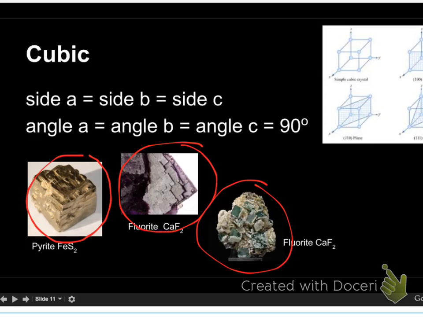I'd have to look it up. It's either cubic or maybe it's monoclinic. We'll look it up. So these are really easy. You take little points and you connect them on a straight-up Cartesian coordinate system, and nothing moves. Everything's nice and even. Pyrite, and I'll write those up there for you because I know you're looking for examples. Pyrite's an example. Fluorite is another example. Okay, so pyrite and fluorite.